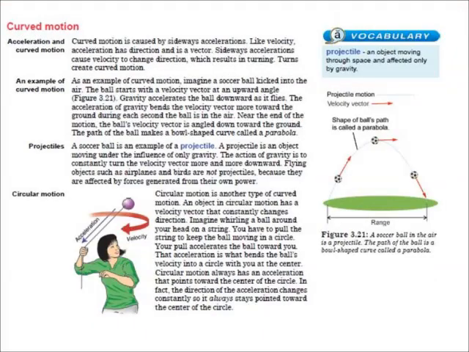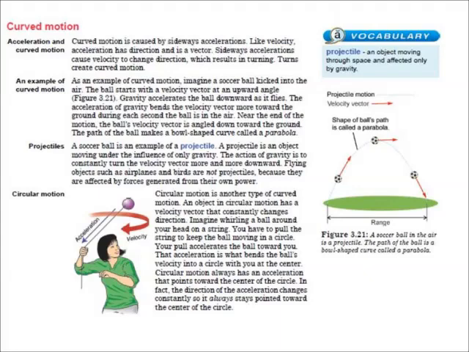Like velocity, acceleration has direction and is a vector. Sideways accelerations cause velocities to change direction, which results in turning. Turns create curved motion. As an example of curved motion, imagine a soccer ball kicked into the air. The ball starts with a velocity vector at an upward angle, figure 3.21.